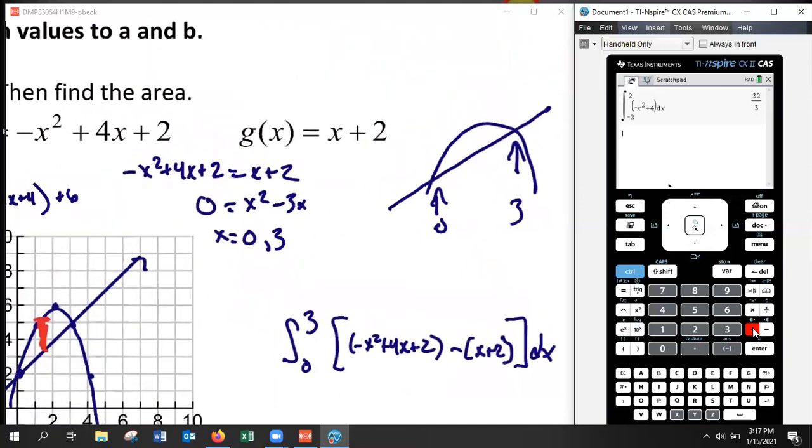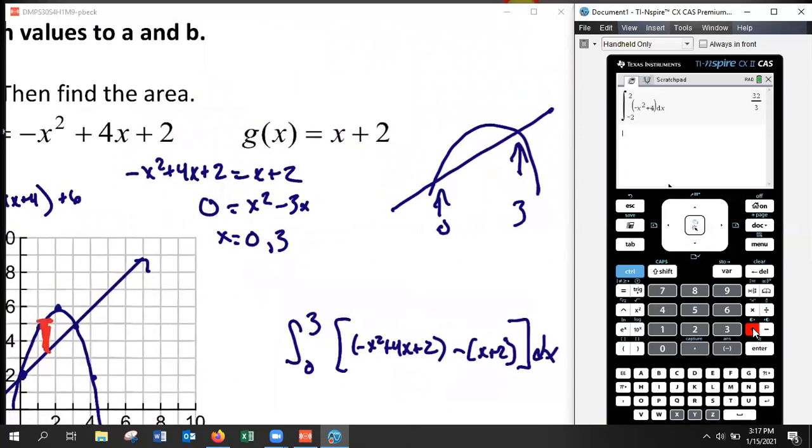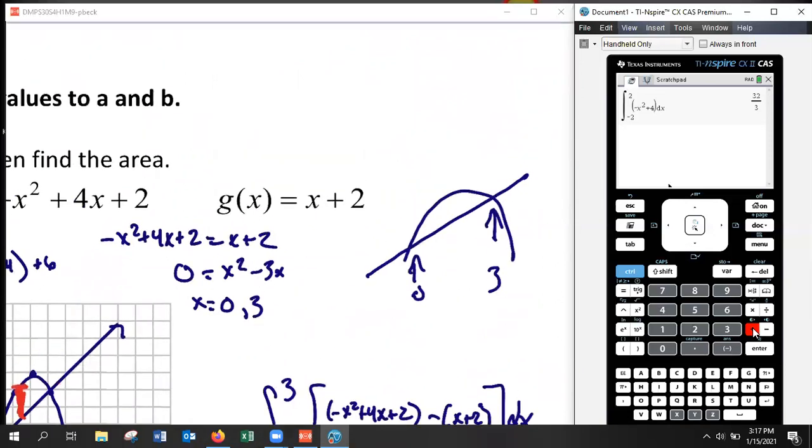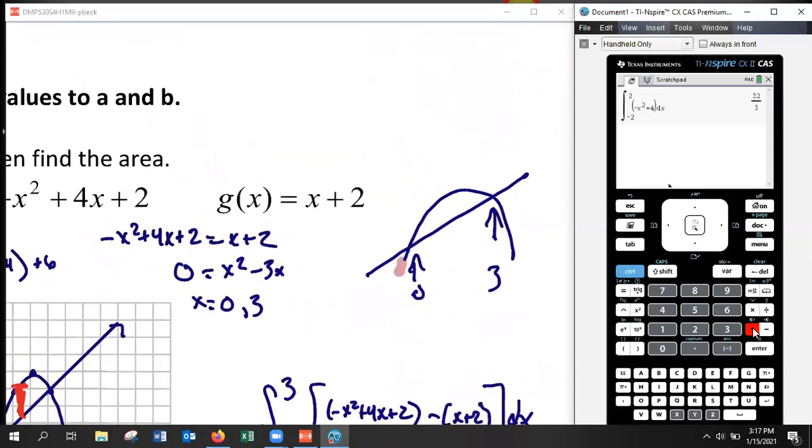Because not too many people can immediately graph negative x squared plus 4x plus 2. You'll see that I did complete the square in order to figure out what it looked like. But I said, okay, if this is a bounded area, we know we have a negative parabola and a line with a positive slope.